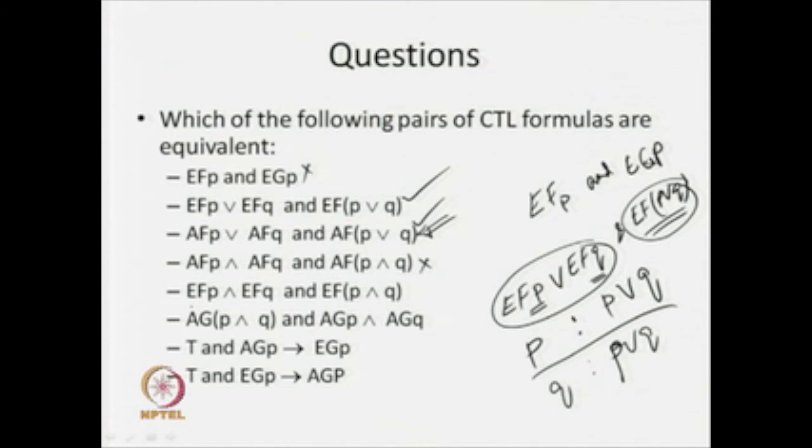Now, in the previous example, the previous model, I have shown two different paths. Now, you consider any one of these particular paths, you will find that E f p and E f q may be true in a state, but E f (p and q) will not be true. So, this formula is also not equivalent.